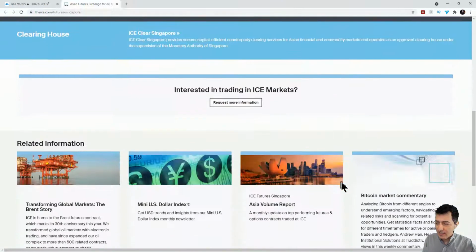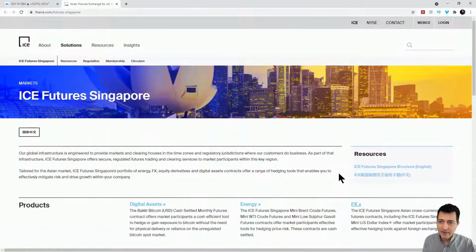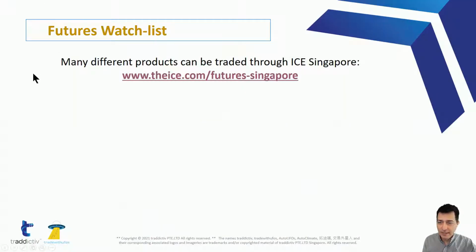Just a little added note on the bottom right, you have the Bitcoin market commentary, which Andrew produces every week. You can click and read it if you are into trading digital assets, Bitcoin specifically. Not only that, you can actually subscribe to it. It's free, and every week you will receive an email with the market commentary. I certainly recommend you do that because it's a very rich market commentary with lots of useful stuff.